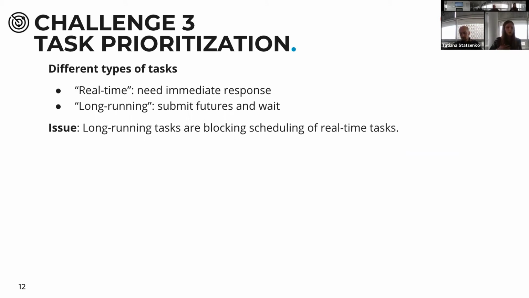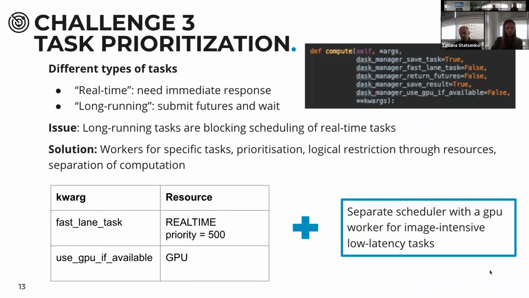So we have to find a way to separate them so that we can always execute real-time tasks, but don't just stop the long-running ones. And for that, we did several things. We took advantage of the logical restriction through the worker resources. We also use prioritization, and then we also ended up with the separation of computation.